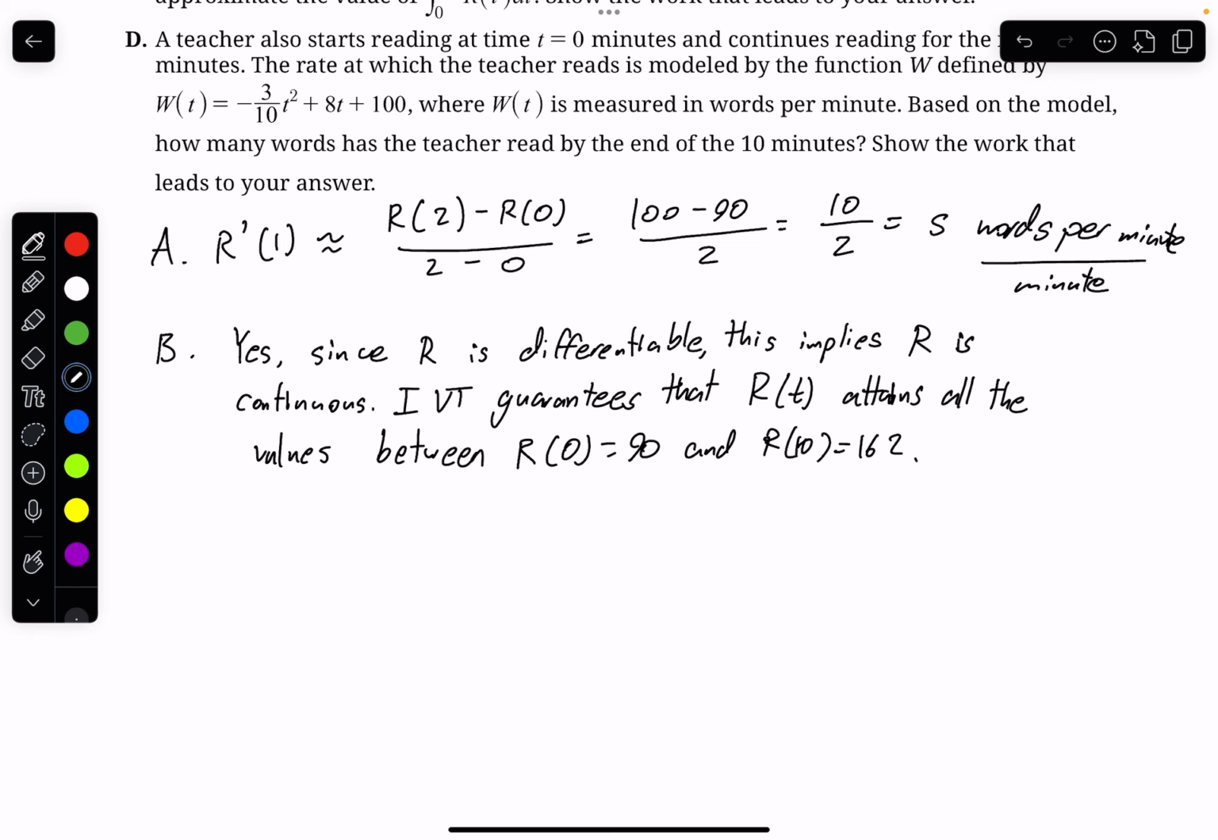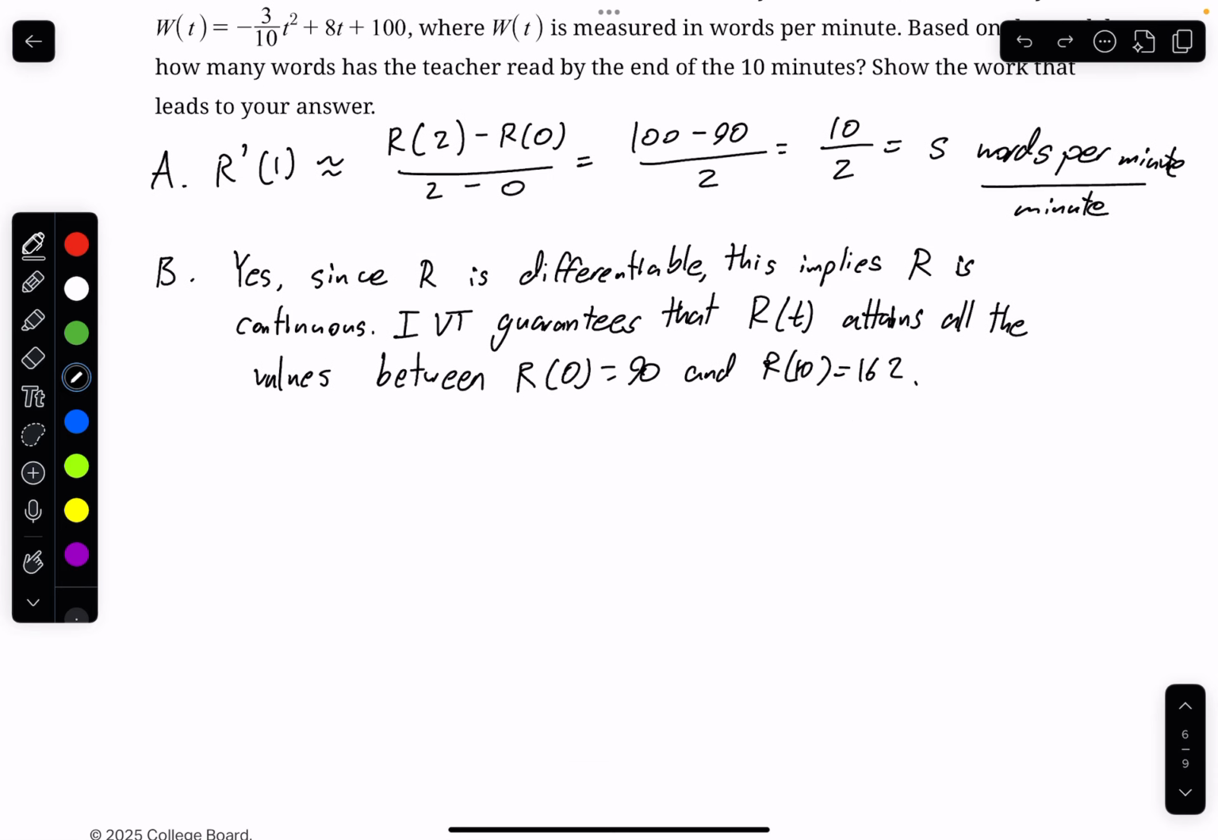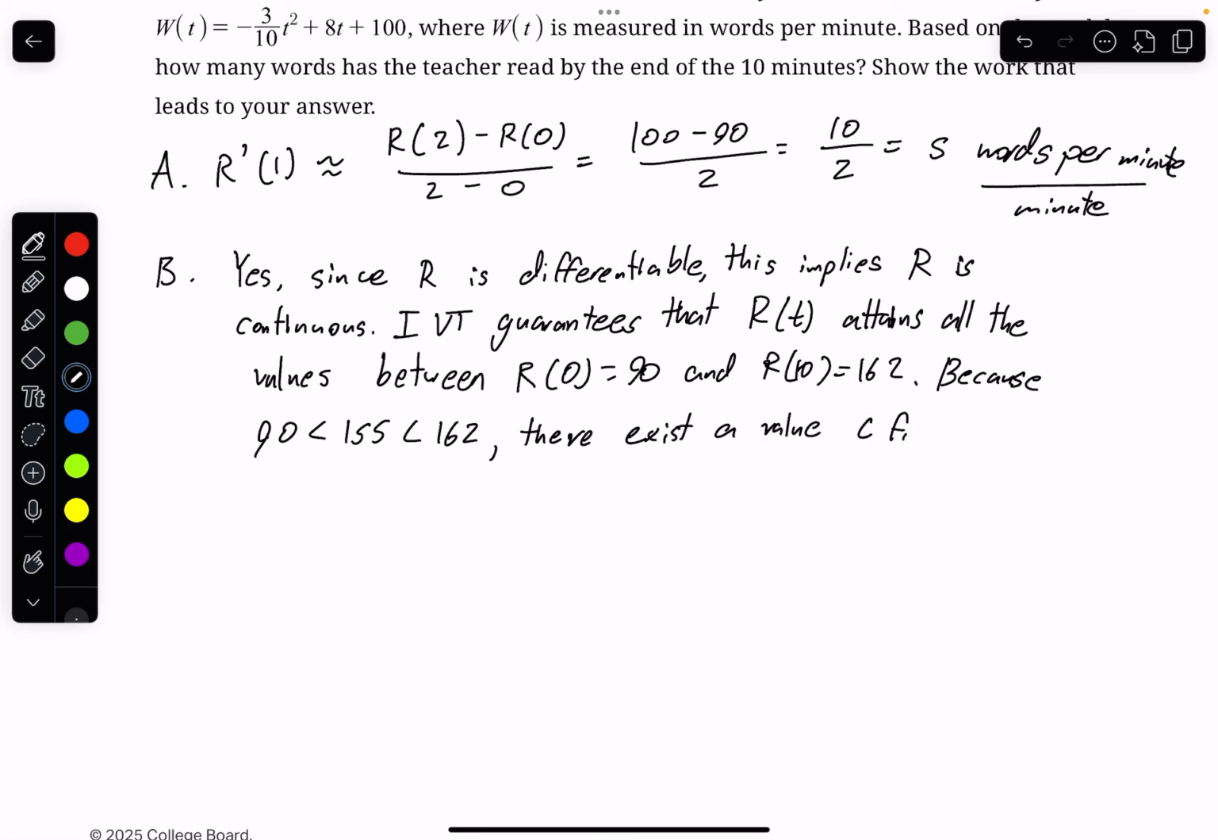Now we can simply state, we have to state that fact, which I just said, that 90 is less than 155, which is less than 162. So because 90 is less than 155, which is less than 162, C must, or you could say there is a value C. There exists a value C for 0 to 10, the interval which they gave us, not really needed, but just for the sake of writing it all out, such that R of C is equal to 155.